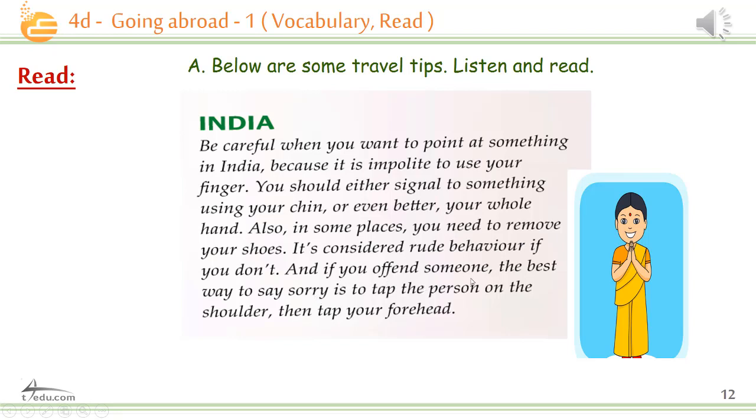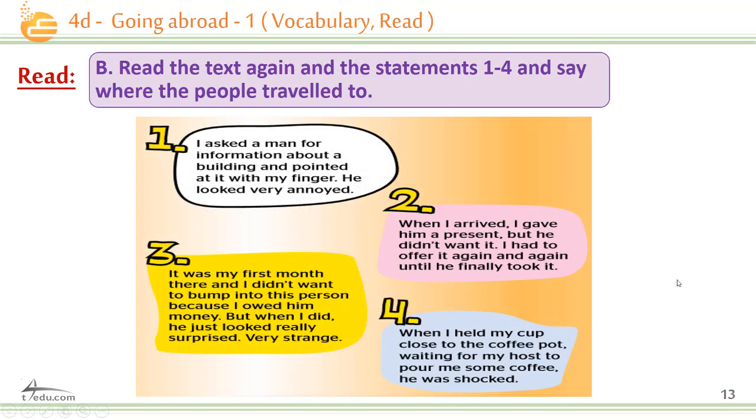And if you offend someone or maybe say bad things about someone, the best way to be polite and to apologize is to tap the person on the shoulder. Then you tap your forehead, the upper part. It's above your eyebrows. This is the forehead right here. So you tap first on the shoulder of the person you want to apologize to, and then you tap your own forehead. So this is a custom.